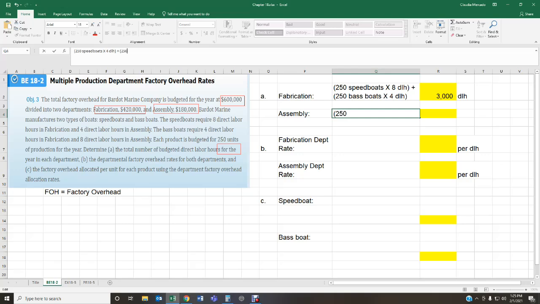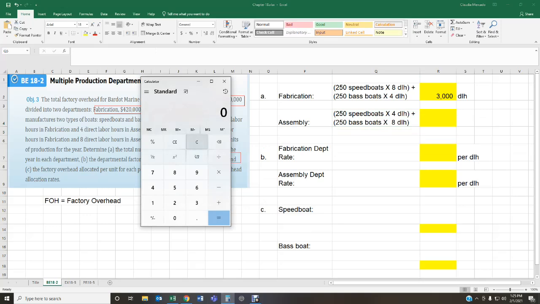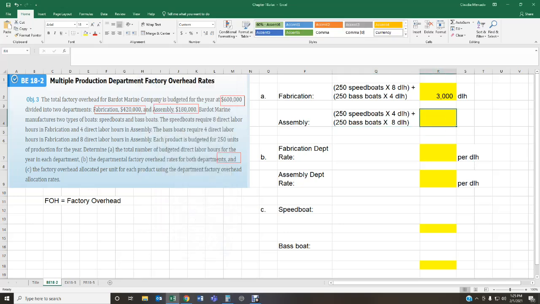And I'm going to add my 250 bass boats. How many hours does it take for my bass boats? The bass boats require 4 direct labor hours in fabrication and 8 direct labor hours in assembly. So we take 8 hours in assembly for the bass boat. And let's see what we get. 250 times 4, that's 1,000. 250 times 8, that's 2,000. So that's going to give me 3,000 direct labor hours.